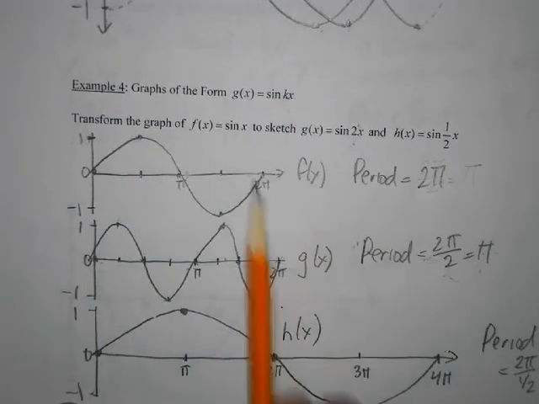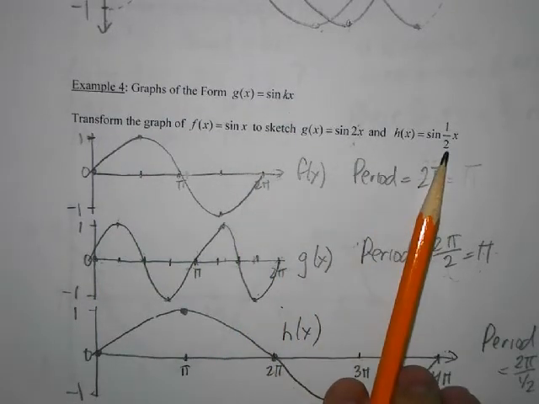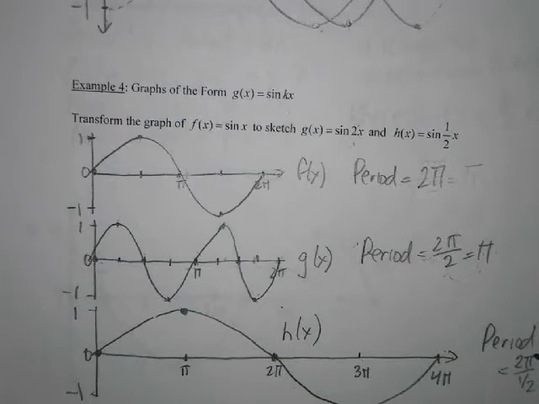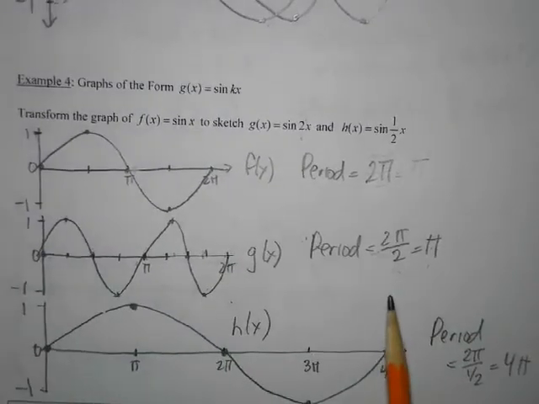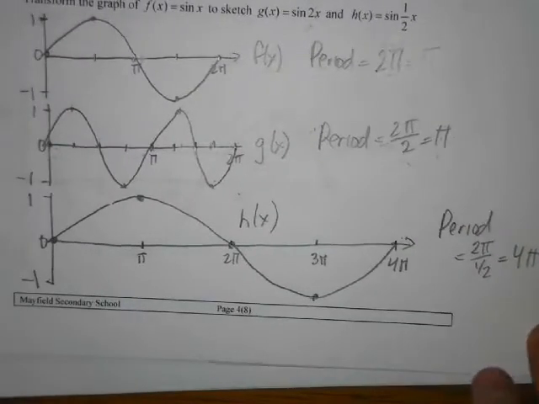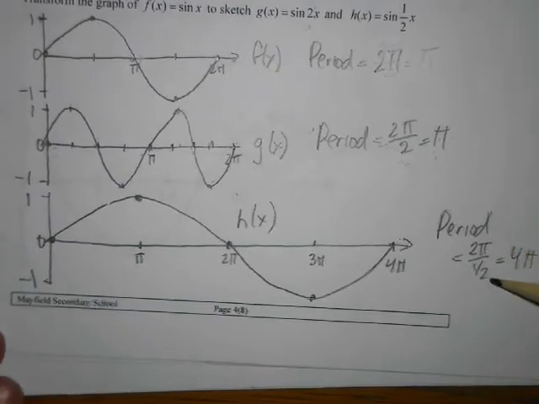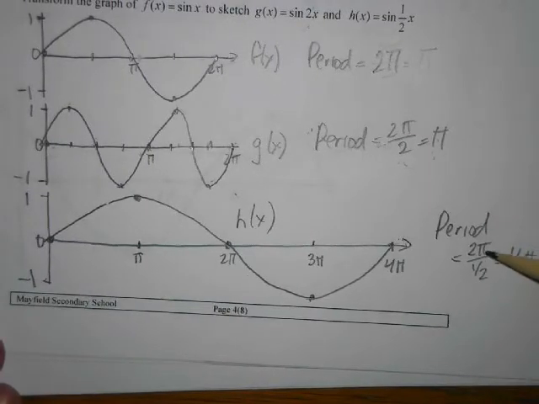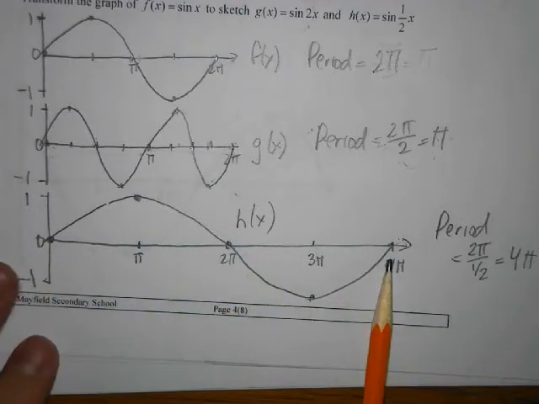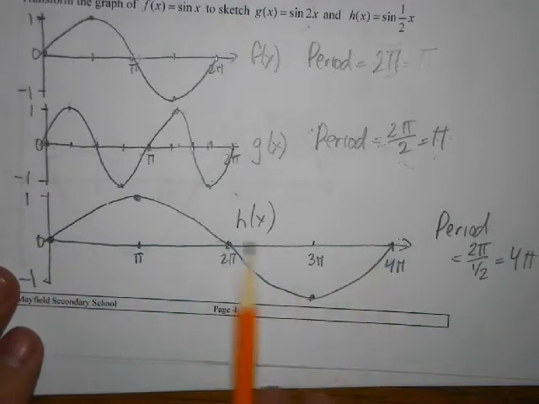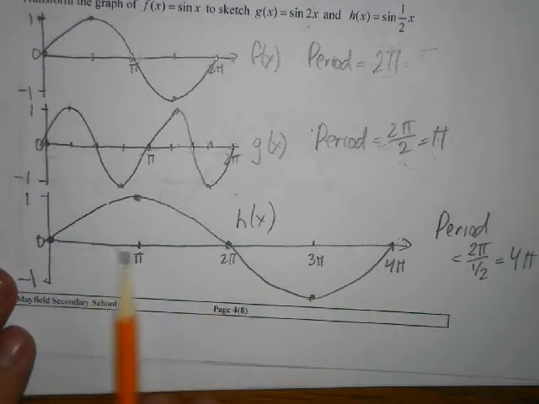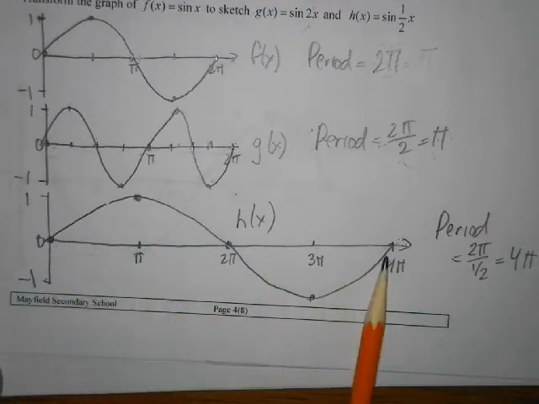Okay. The last one has a k value of 1/2. So when I get the period there, it's 2 pi divided by 1/2, which is really 2 pi times 2, which is 4 pi. So all of a sudden, with this really long period, I extended my graph. I only had to do markers at 4 pi, 2 pi, 1 pi, and 3 pi.